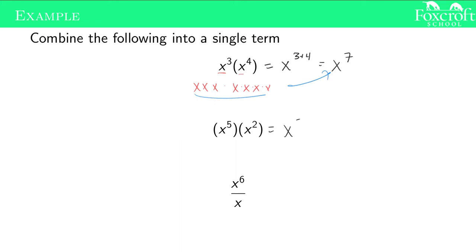When we multiply, we'll do the same one here. x to the fifth times x squared, we add those two. This one also turns out to be x to the seventh.